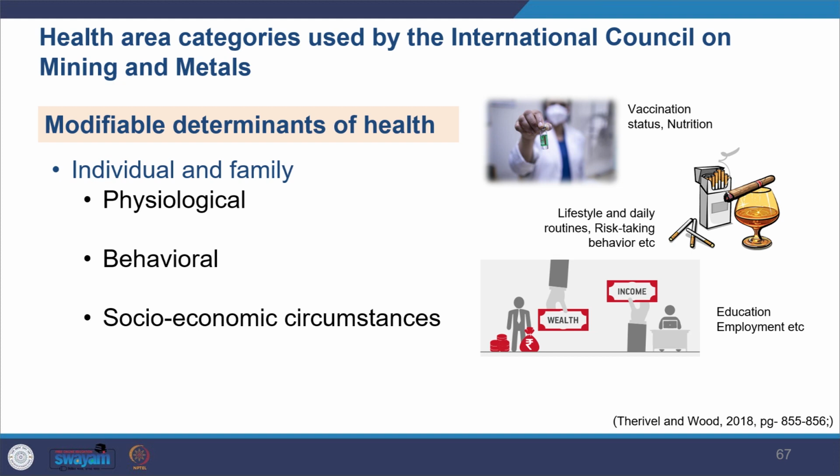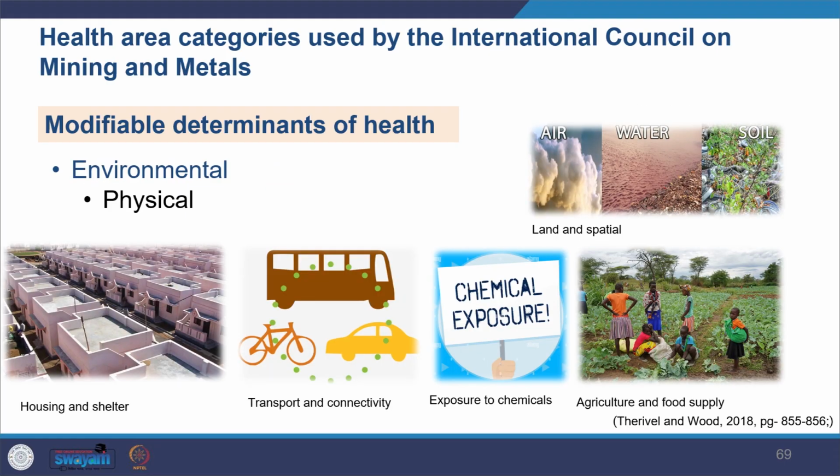The health determinants include individual and family, like their physiological condition, behavioral conditions, and socioeconomic circumstances. If you look at the physiological conditions, like the vaccination status and the nutrition level, and the behavioral aspects, like the lifestyle and daily routine, physical activity, use of tobacco, alcohol, and so on. And socioeconomic circumstances, like what's the income and wealth, what's the education and learning, employment and economy. And then you look at other environmental aspects, the physical, housing, how is the housing scenario, what's the transport, what's the exposure to chemicals, agriculture and food supply.